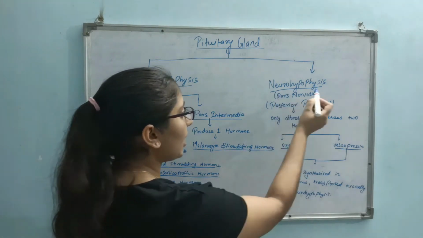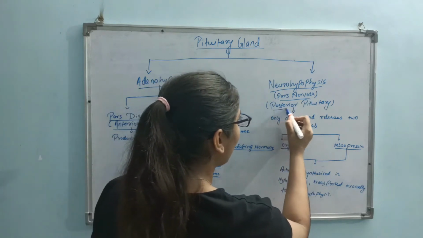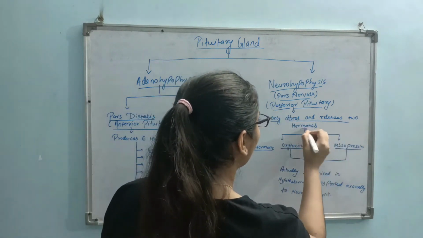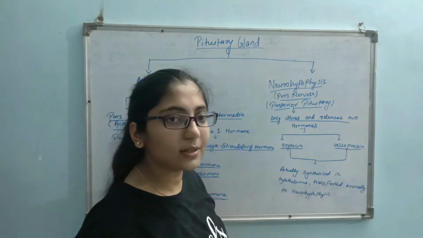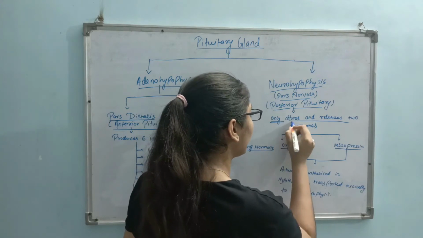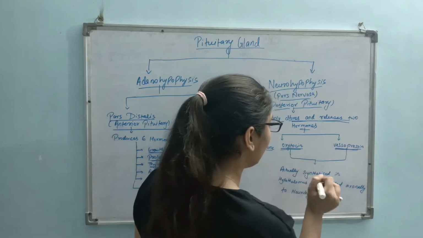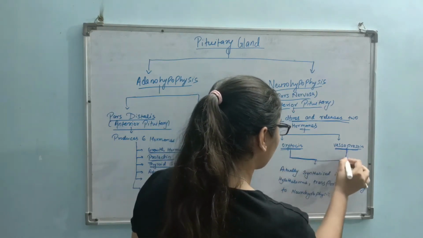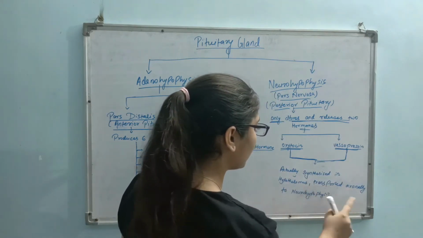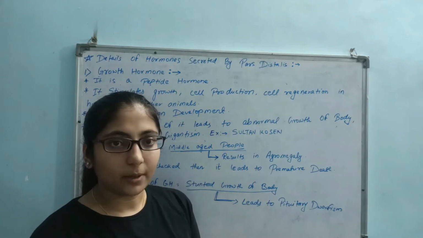Now neurohypophysis, which is also known as pars nervosa and posterior pituitary, only stores and releases 2 hormones. The hormones are actually synthesized in the hypothalamus, but it only stores and releases 2 types of hormones, namely oxytocin and vasopressin. Now oxytocin and vasopressin are actually synthesized in the hypothalamus and transported axonally to the neurohypophysis. Now we will study details of hormones secreted by pars distalis.